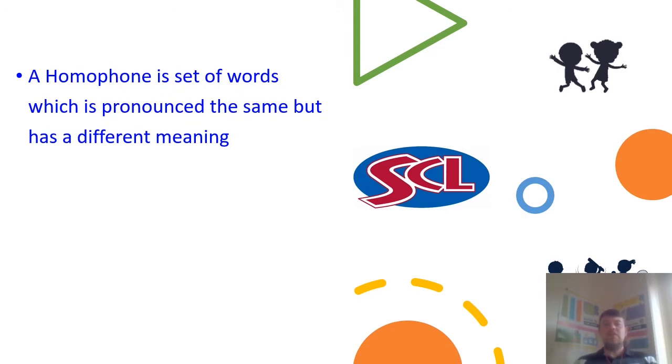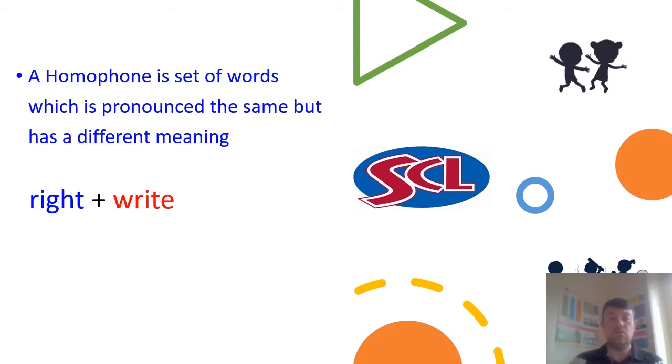So in terms of today, what do we mean by the term homophone? A homophone is a set of words that when we pronounce them, they sound the same, but they have a different meaning. Sometimes they can be spelt the same, but the two words or sometimes three words have different meanings. And what I mean by that, like this example, we have two words that when we say them, they sound exactly the same, but they mean two different things.